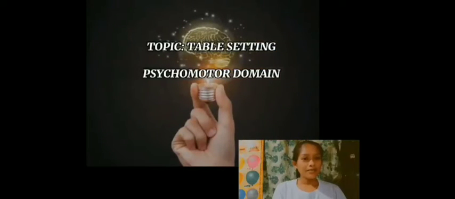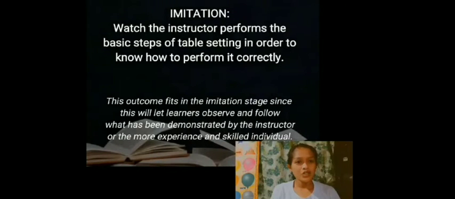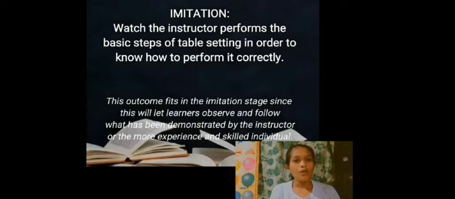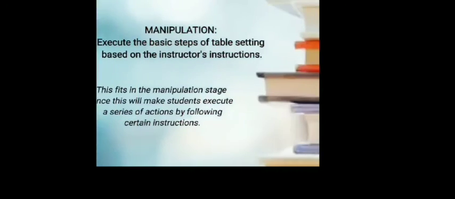Topic: Table setting, psychomotor domain. Imitation stage learning outcome. Watch the instructor performs the basic steps of table setting in order to know how to perform it correctly. This outcome fits in the imitation stage of psychomotor domain since this will let learners observe and follow what has been demonstrated by the instructor or the more skilled and experienced individual.